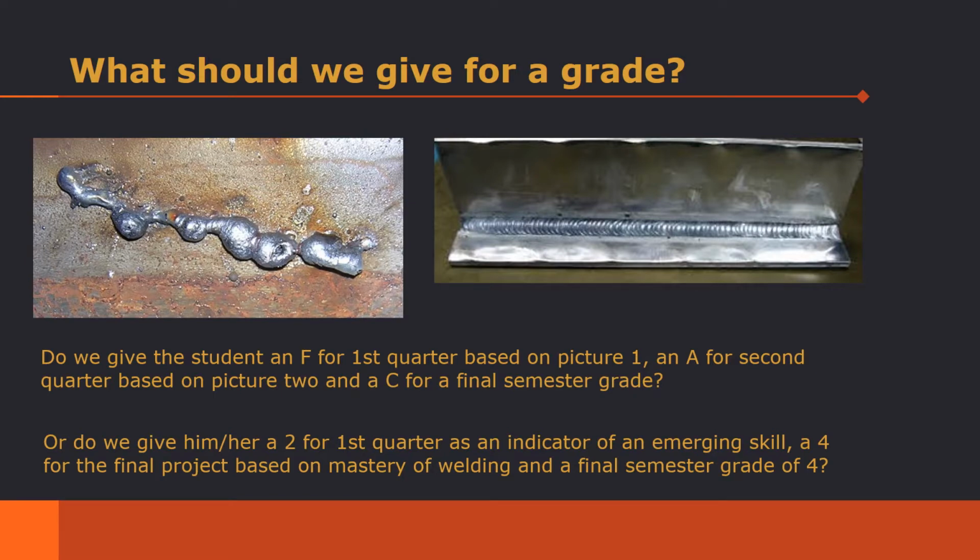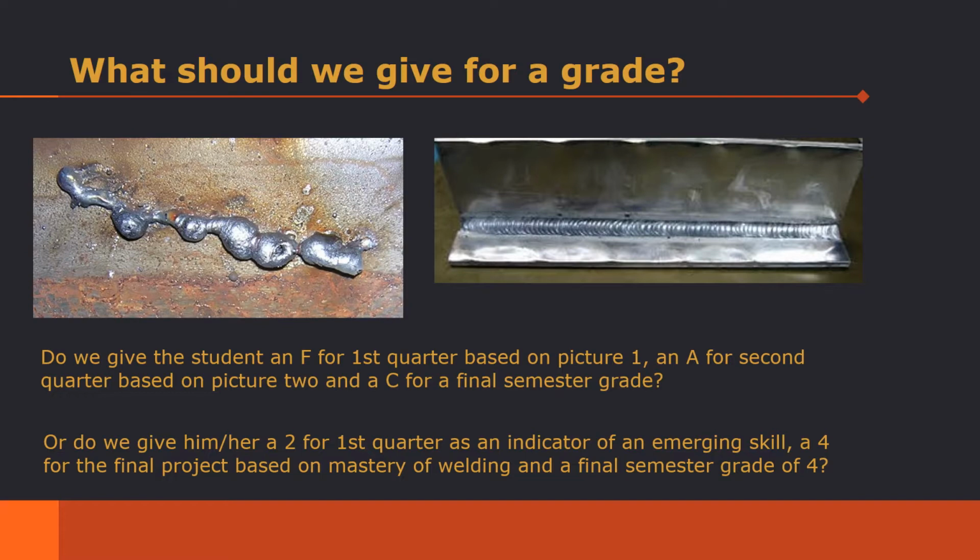Or we could take a standards-based approach. And we could give the student an honest indicator of where he's at the end of the first quarter, a 2 out of 4. He's emerging. He's shown some ability to run the welding equipment and to produce a weld. It's not a functional weld. It's not a good weld. It's not a safe weld. But he's shown some emerging ability, but definitely is not proficient.